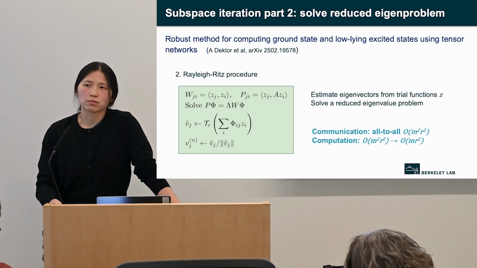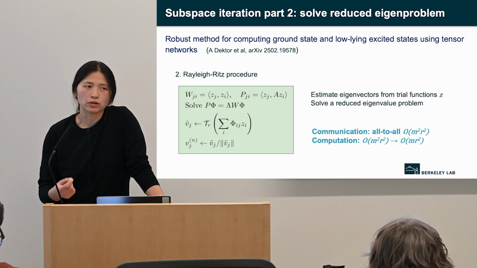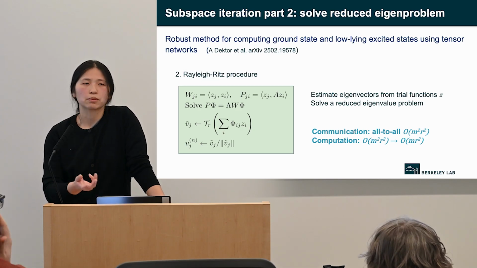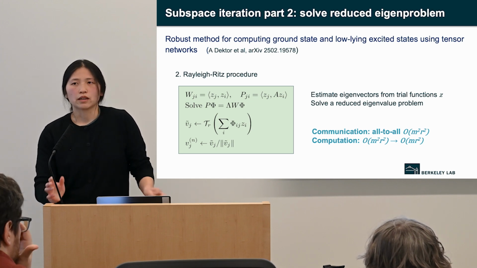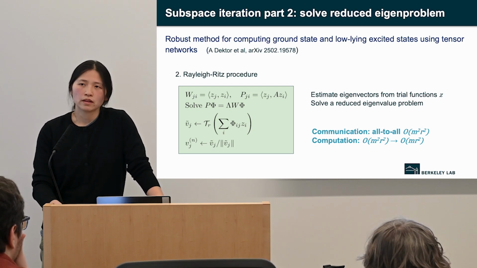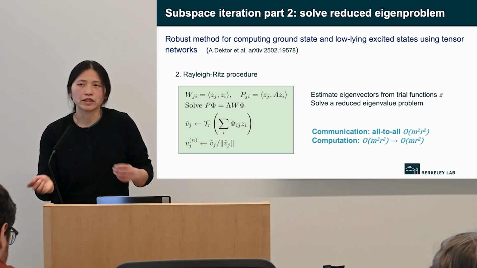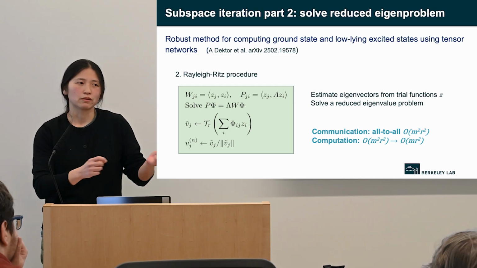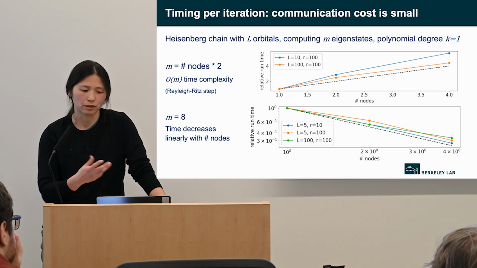The second step is a Rayleigh-Ritz procedure. In this procedure, we want to create a reduced eigenvalue problem. This involves computing the overlap and then the expectation value between all of the different vectors from the previous step. This cost scales like m squared, where m is the number of states. We can parallelize this to scale linearly with m. However, we do need a lot of communication because we need the vectors from one process to be communicated to another process to compute these values.